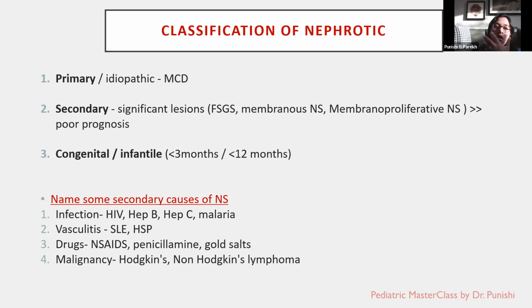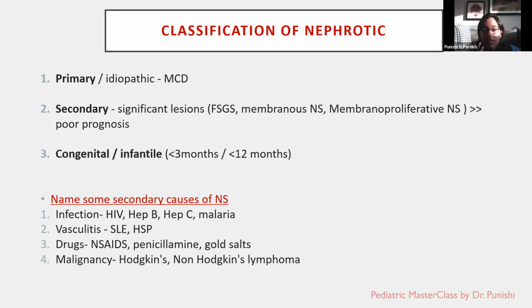Again, the most common histopathology will be minimal change disease. Secondary causes of nephrotic syndrome are the ones that have a poorer prognosis. They have more significant lesions like focal segmental glomerulosclerosis, membranous or membranoproliferative nephrotic syndrome.